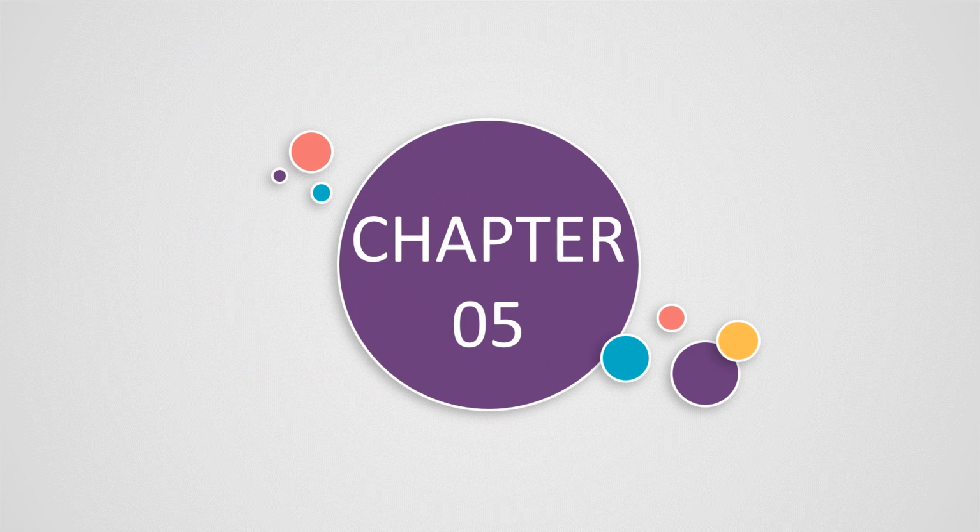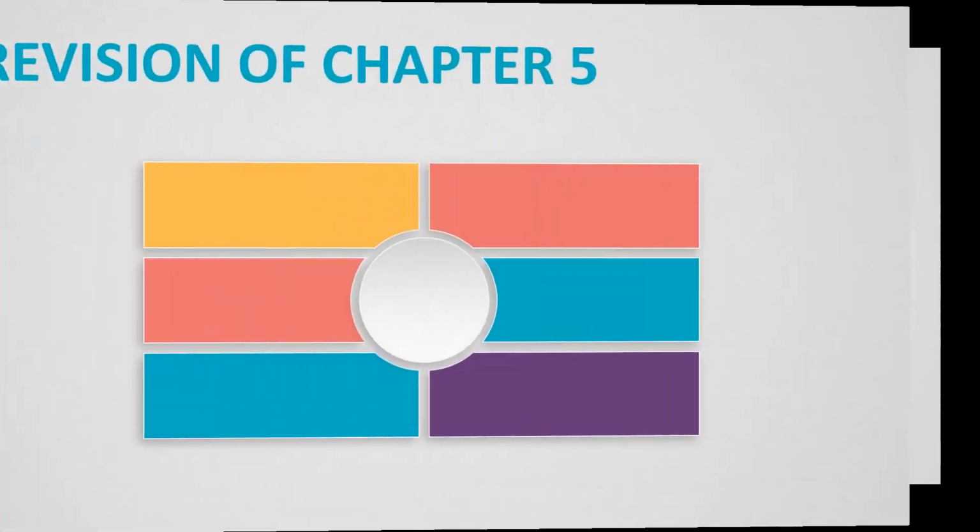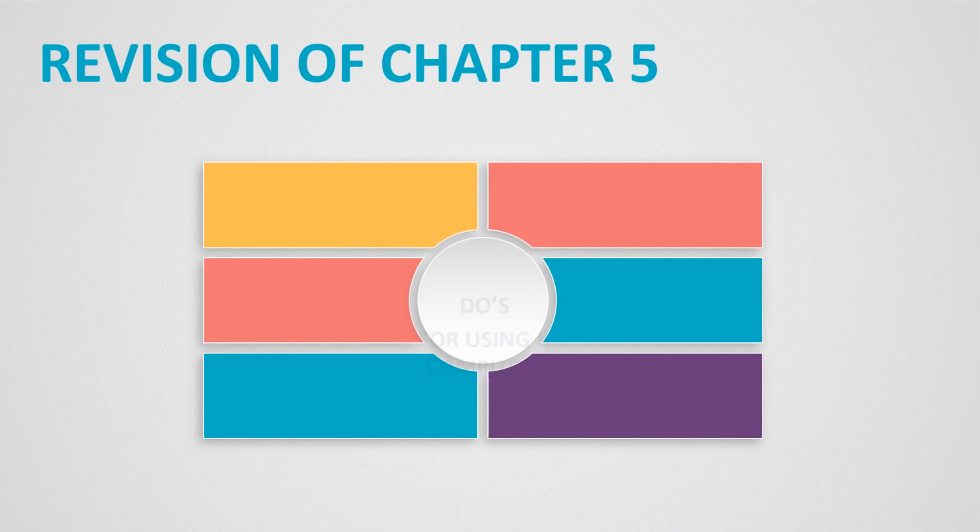Let us now revise Chapter 5. Name of the chapter is Using Computers, Do's and Don'ts. In this chapter, we have studied about the things which we can do while using a computer and the things we should not do while using a computer. Do's for using a computer. That means the things which we should do while using a computer.